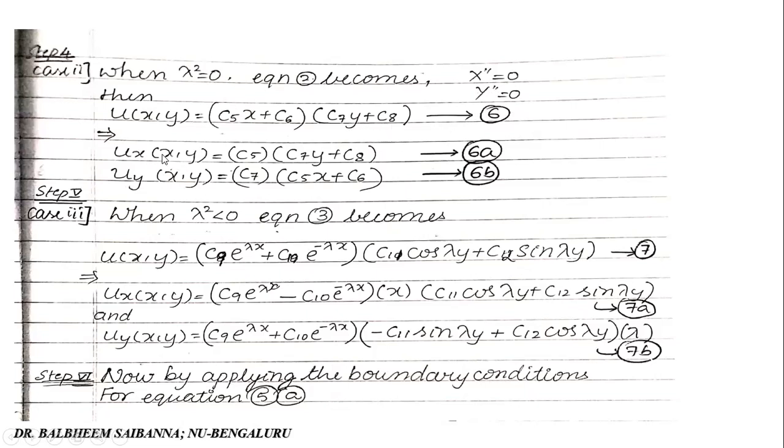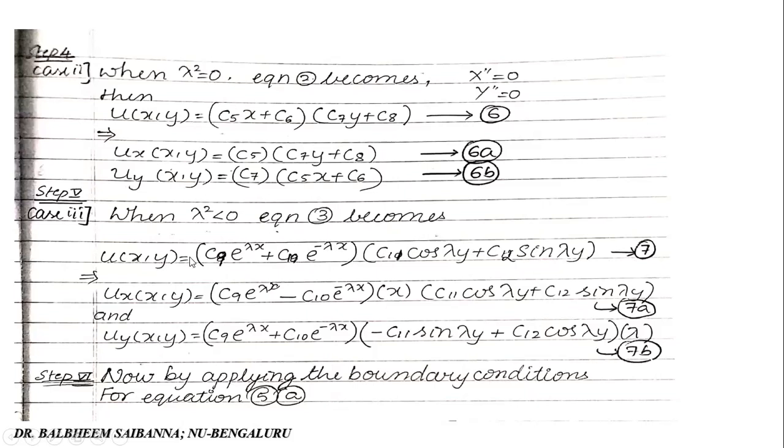Therefore, using the values of x double dash and y double dash, ux of x comma y is equal to C5 times C7 y plus C8, and u of x comma y is equal to C5 x plus C6 times C7 y plus C8. Now case 3, step 5: when lambda square is less than 0, equation 3 becomes u of x comma y is equal to C9 e to the power of lambda x plus C10 e to the power of minus lambda x, times C11 cos lambda y plus C12 sin lambda y, called equation number 7.